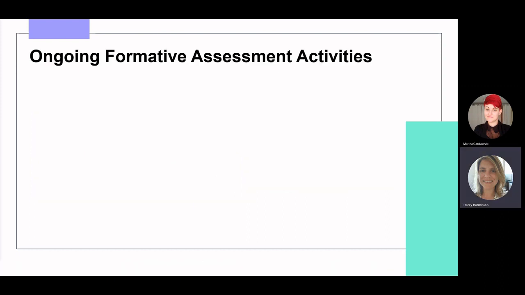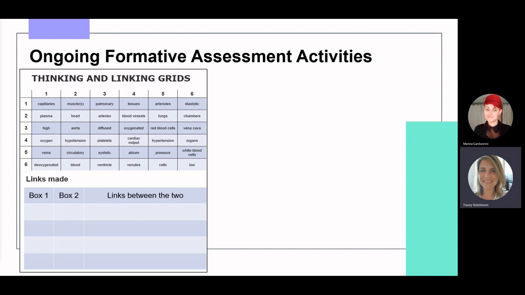So here are some examples of formative assessments you could use. Thinking and linking grids are an excellent resource for retrieval, as well as making links to see that deeper understanding. You can start with definitions, using 2 dice to select numbers, half fill out the table, get the students to complete it, then using the links to find and link the 2 words.